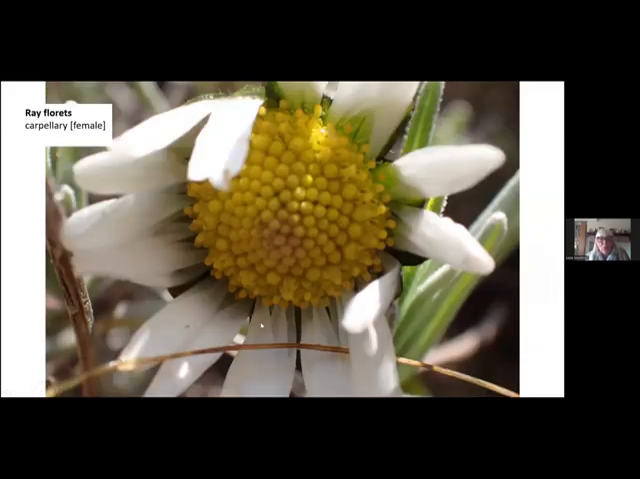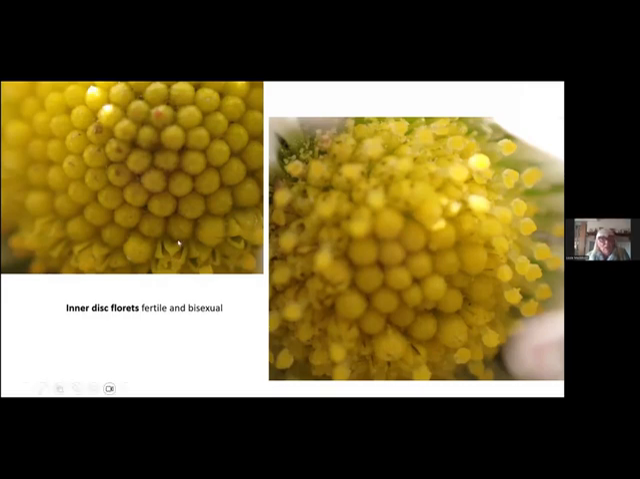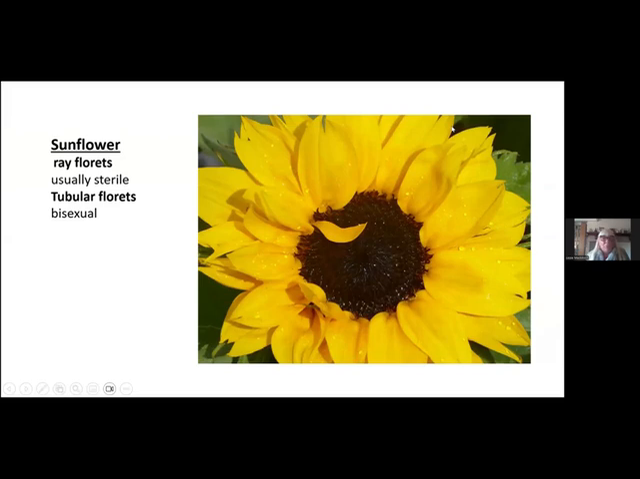And that's a close-up to show the ray florets here, which are female. I didn't get any to show the actual female structure, stigma. And this is a close-up of the disc florets here. And you can just see here and there where they're opening up. It's not a very clear photograph there, but just to give you the idea. So they're bisexual in the middle.